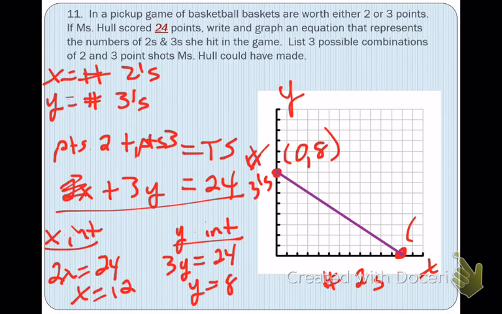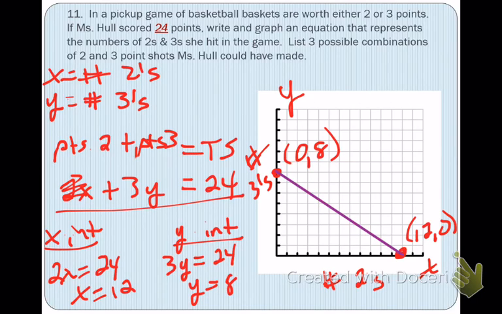Down here, this point is on the line, so this point will satisfy the equation. This point is 12, 0, which means that x is 12, y is 0, so that means that she would have hit 12 2's and 0 3's. But there are all kinds of other points on this line. Here, here, here, here, here. All these points are possible combinations of x and y's.